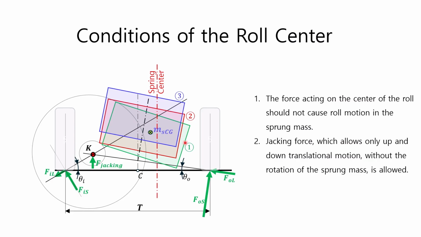However, if the roll center were located at the spring center, as previously discussed, the rotational motion of the sprung mass would disappear. In this state, the sprung mass does not rotate, but only translates up and down due to the jacking force. Thus, the point where the sprung mass can translate by generating a jacking force, but can transmit lateral force to the suspension link without causing suspension roll, can be called the roll center.